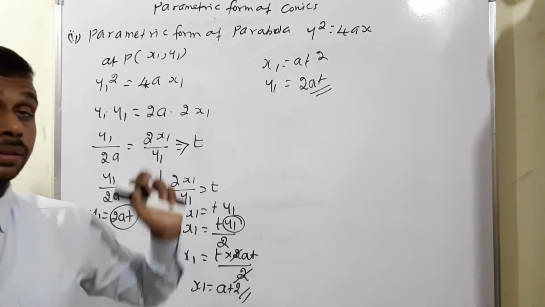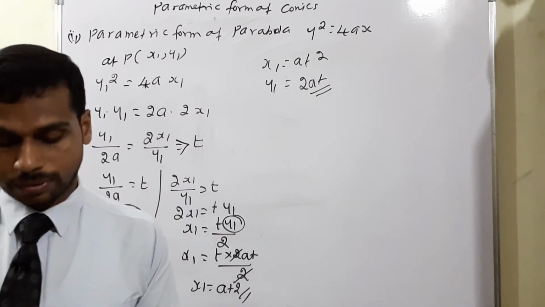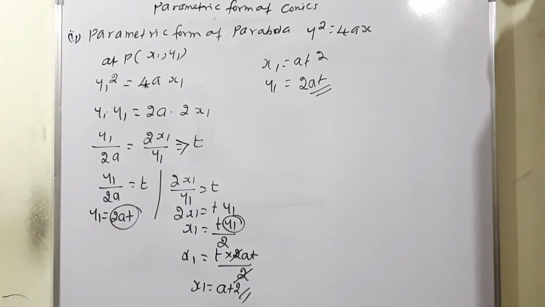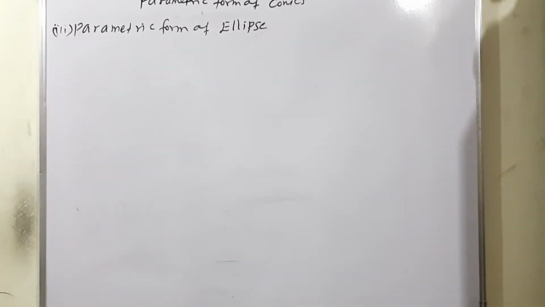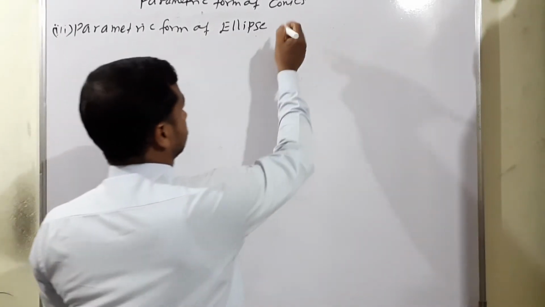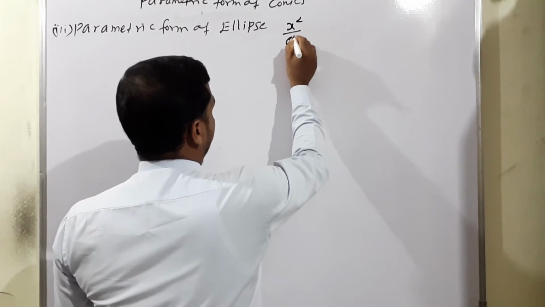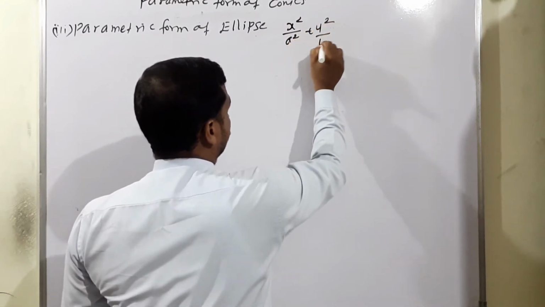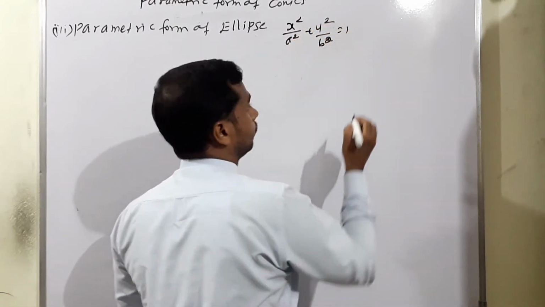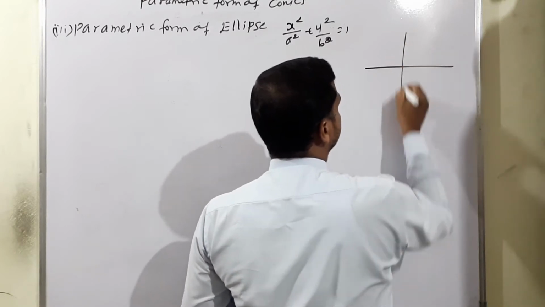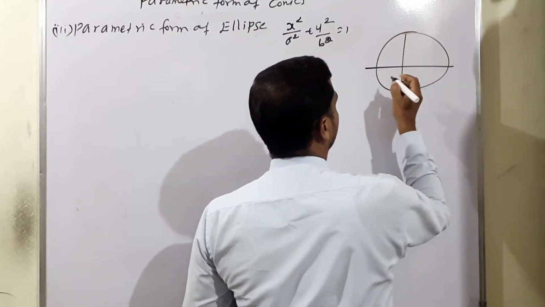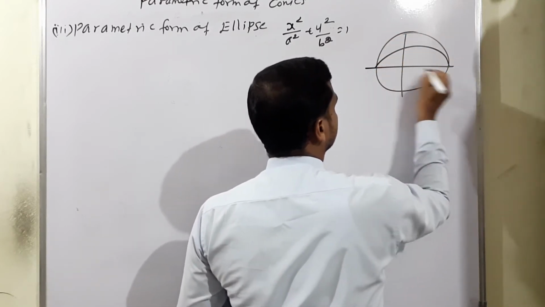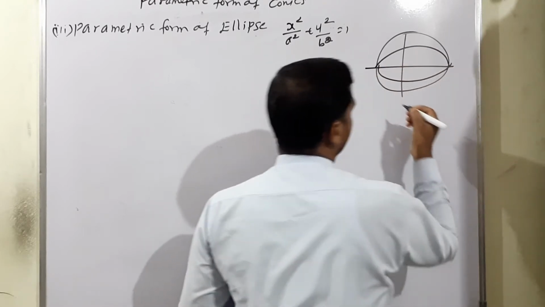Moving to condition number third. Third means parametric form of ellipse. Parametric form of ellipse means x square divided by a square plus y square divided by b square is equal to 1. This is the condition for ellipse.